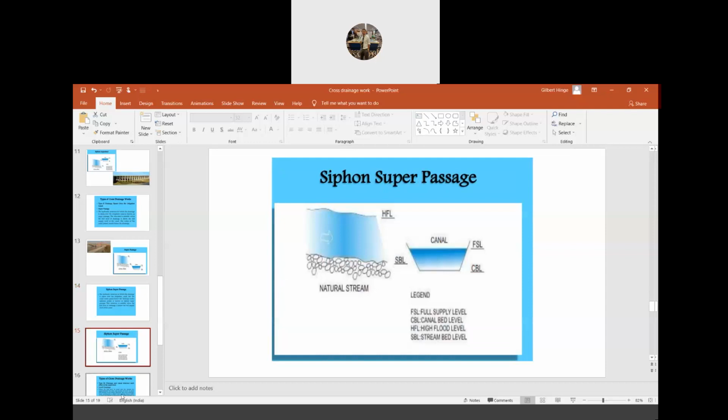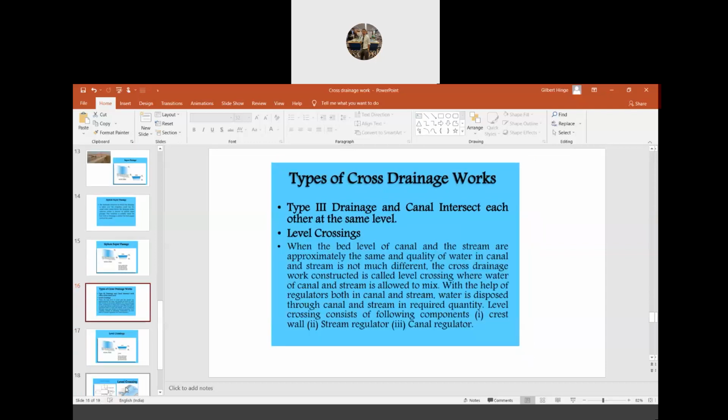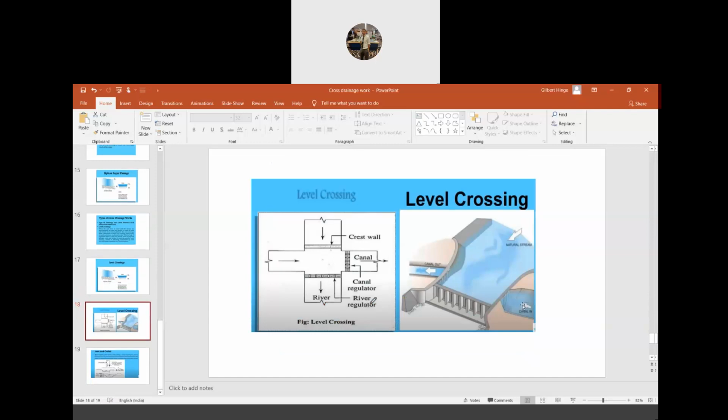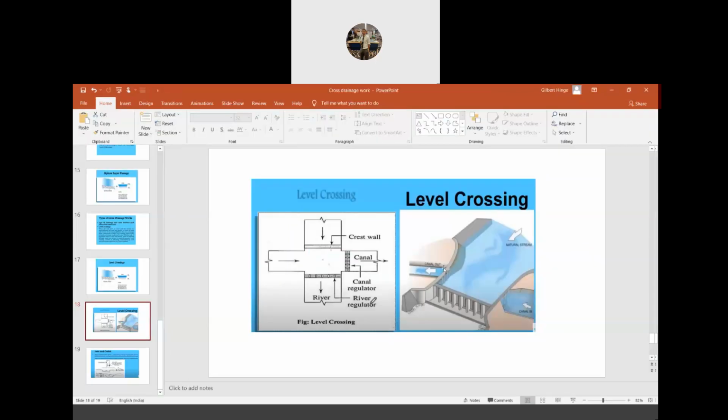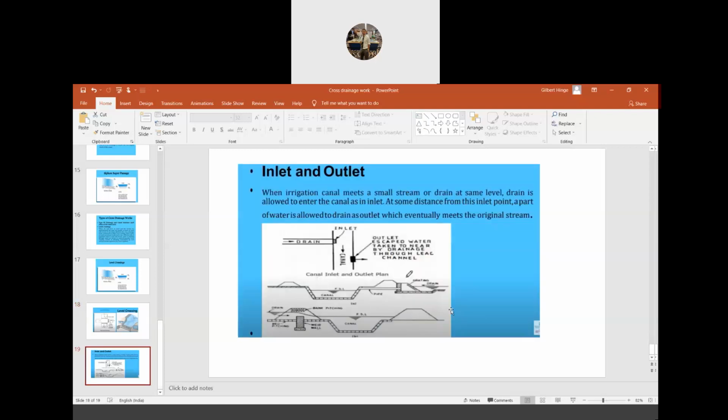Then we talk about the level crossing. Here you see, we have a regulator whereby we allow how much water coming from the canal mixes with the natural water, and then we have again a regulator here to allow how much water comes out. So here both the canal and the river are at the same level. Likewise in case of the inlet and outlet. So this is about the cross drainage work.